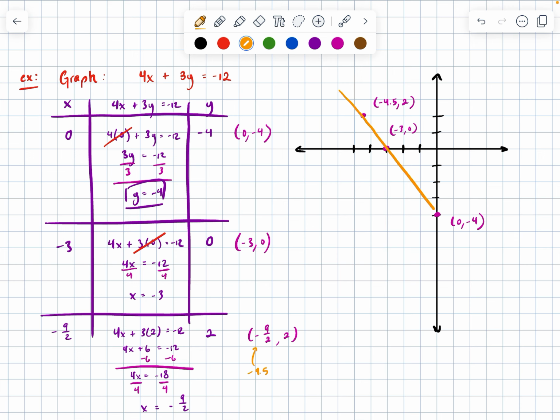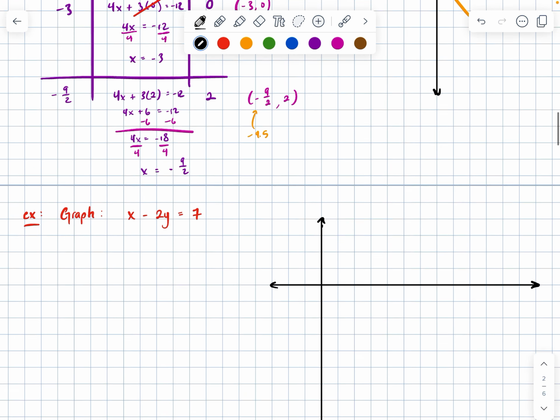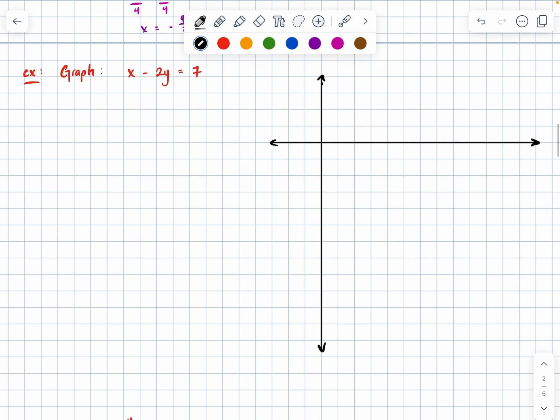Now that I've got my 3 points, all I need to do is connect them with a line. So I'm going to draw, as best as I can, the straight line that passes through all 3 of these points. Include my arrowheads on my graph to indicate that it extends beyond the graph. Last thing I need, let's label my axes as x and y. There we go. There's the graph of 4x plus 3y equals negative 12. And again, my advice to you is always to start by finding the intercepts, but you do not need to. You can plug in any values for either x or y that you want.